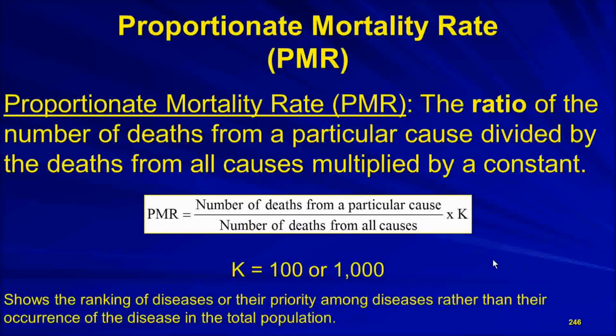So if you focus on that line, it shows the ranking of diseases or their priority among diseases rather than their occurrence of the disease in the total population. Okay, and you notice the difference in K.